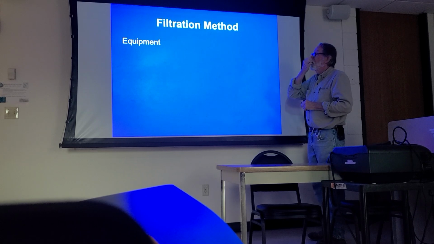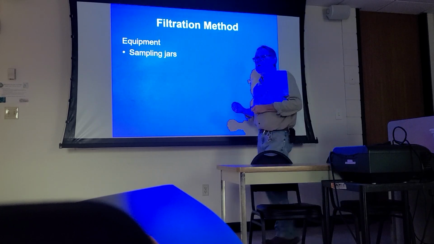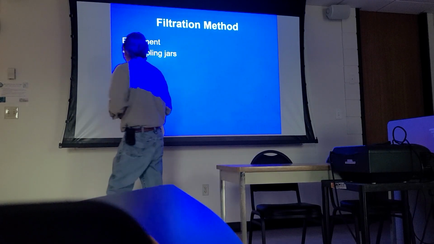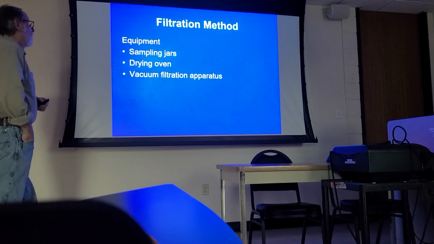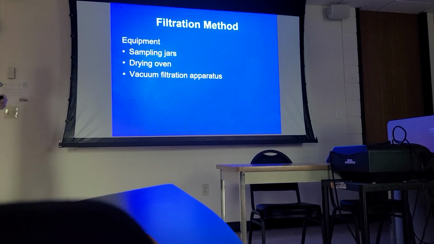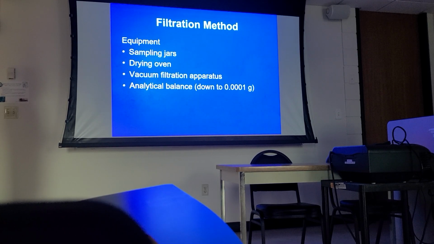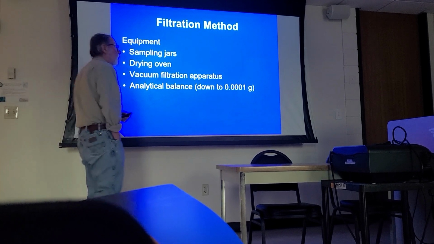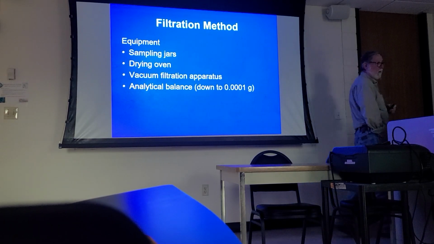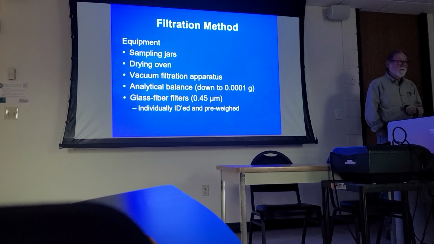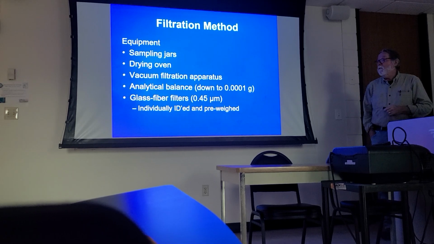For equipment here, you need sampling jars again. You always have to have sampling jars. You need a drying oven yet again. You need a vacuum filtration apparatus, and an analytical balance that measures to a tenth of a milligram. And then glass fiber filters.